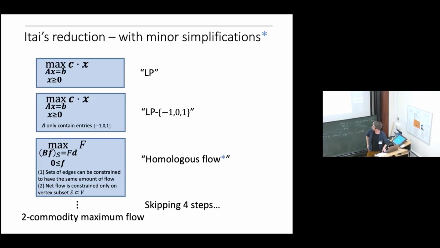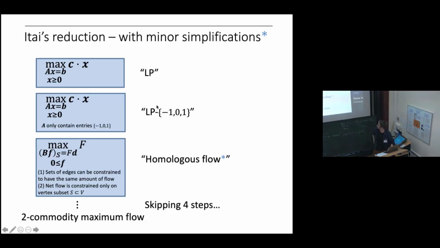So what are his steps? There's, I think, like just 7, 8 easy steps. I don't know if it's easy to put them all together, but that's what Itai did. So you start with linear programs. Then you reduce to, let's call them -1, 0, 1 linear programs, which is just linear programs where the constraint matrix only has entries -1, 0, and 1. Then you reduce from there to homologous flow. And then you have kind of a bunch of slightly wacky reductions between different flow problems. And at the end, you get out two-commodity maximum flow.